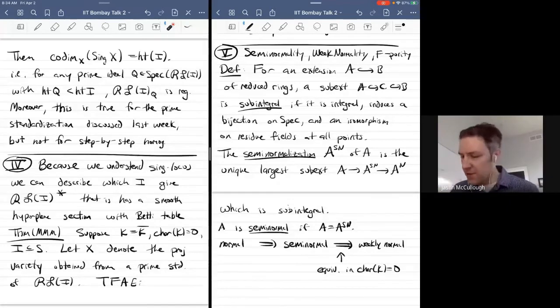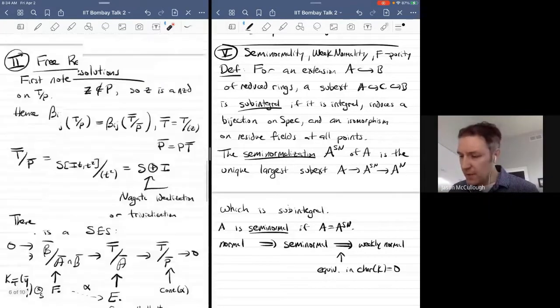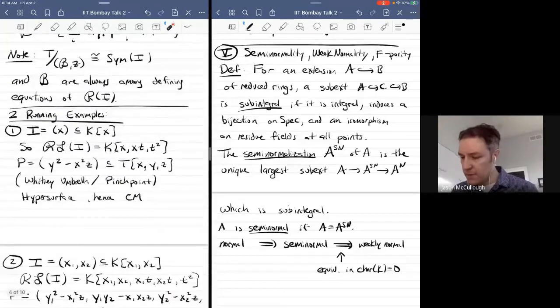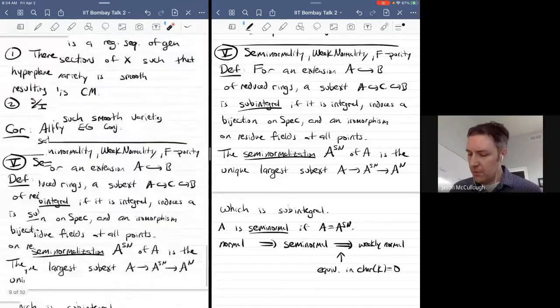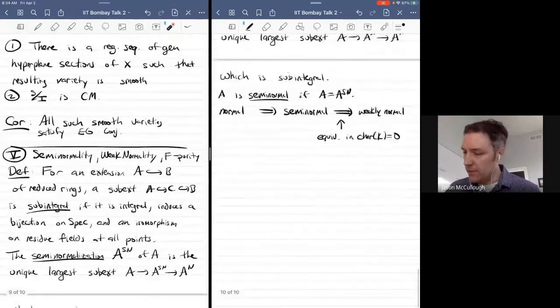And maybe the other thing I should mention here is running example number 1, right? The pinch point or the Whitney umbrella is a classic example of a semi-normal singularity. So we saw this originally and we said, hey, if the simplest Rees-like algebra is semi-normal, maybe we can ask how often it happens that the Rees-like algebra is semi-normal. And so we were able to prove the following theorem.